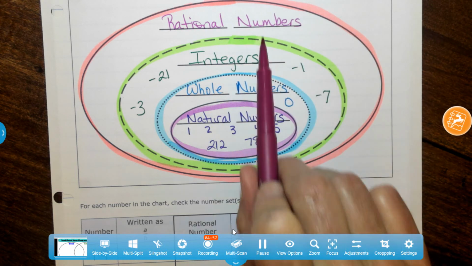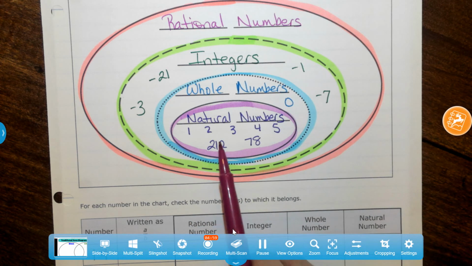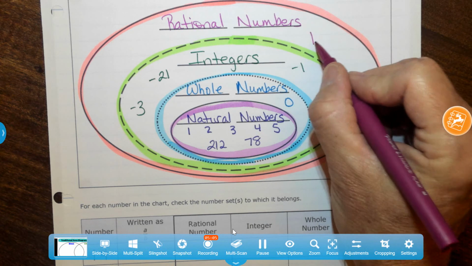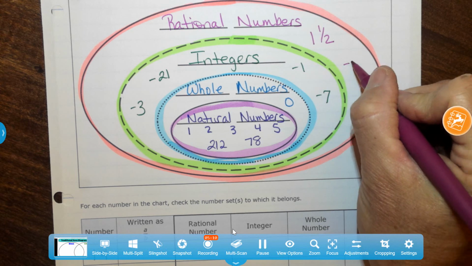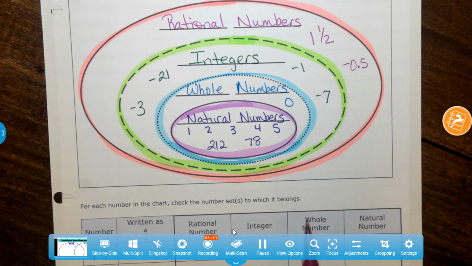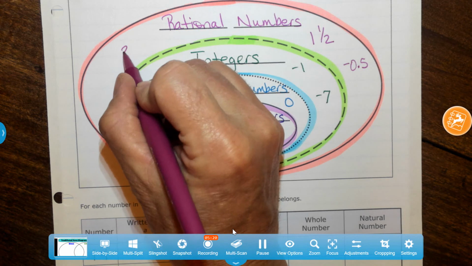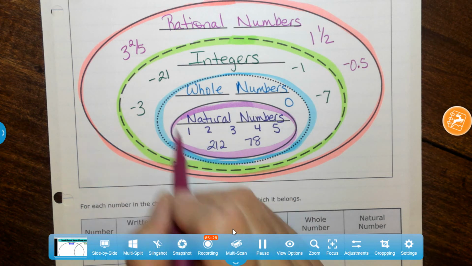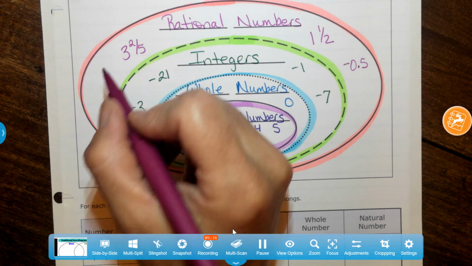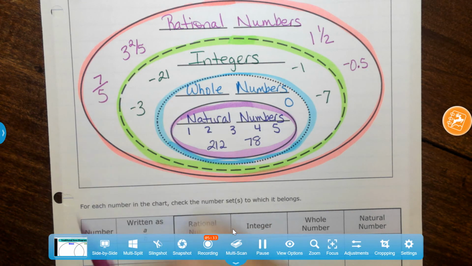Okay, rational numbers include all of the integers, which are positives, negatives, and 0, but they also include fractions and decimals, like 1 1/2, negative 0.5. So if I cannot make it into a natural or a whole number or an integer, and it's got extra fractions and decimals on the side, 3 2/5, that means it's a rational number. And rational numbers can be positive or negative or 0 or have fractions, even improper fractions like 7/5.